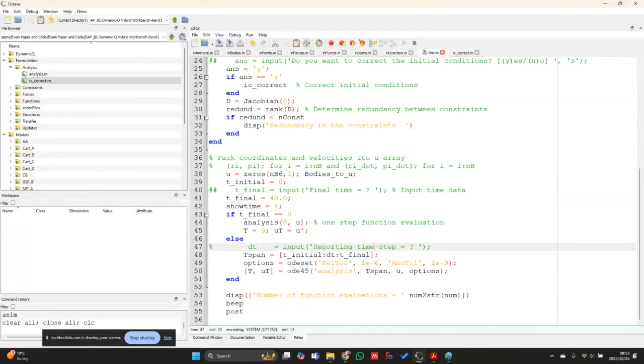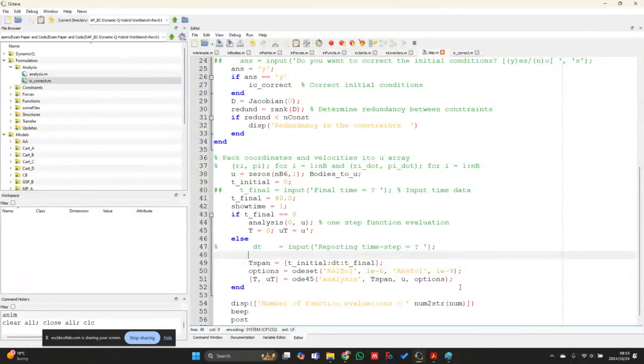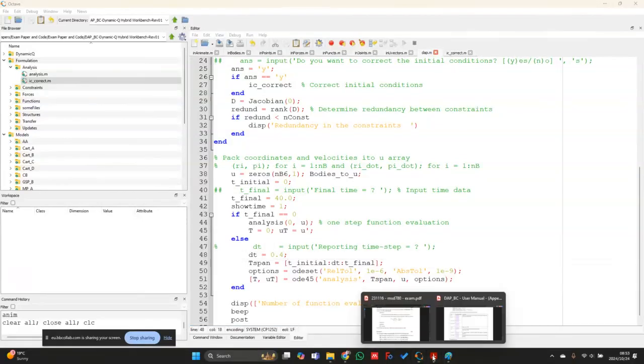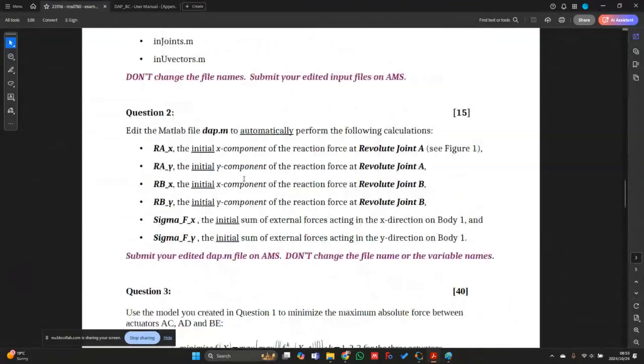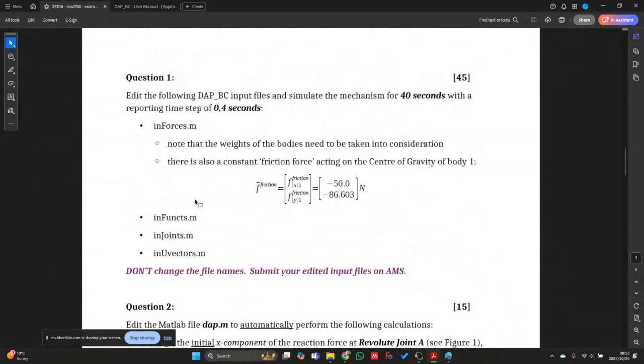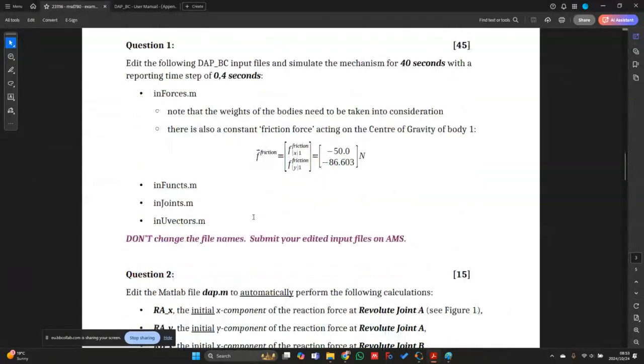But in my case, I now know the reporting time step has to be 0.4 seconds. So I'm just going to comment that first line out and say dt is equal to 0.4 in this case. Okay. Right, so now I'm happy with that. Then I can just go to what these questions essentially ask over here. So this was just changing or modifying the input files.